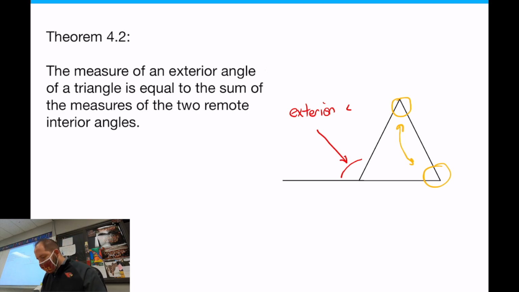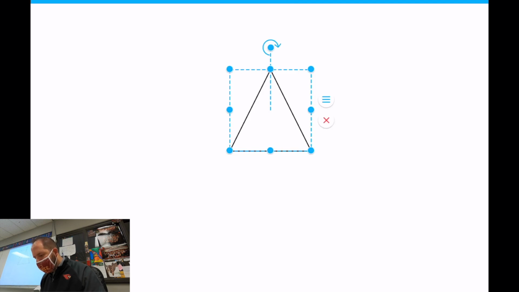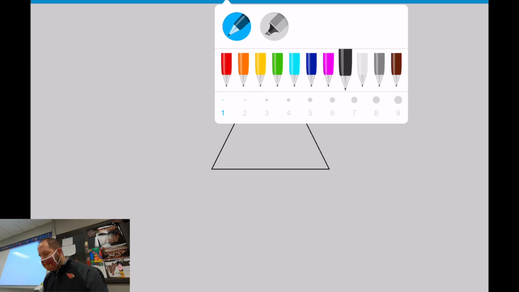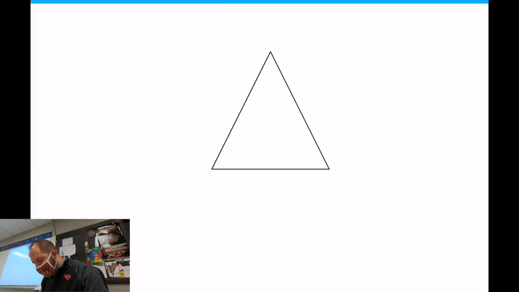Okay, so let me do an example of this, something that you might be asked to do today for your homework. I'm going to make a random triangle here. Let's make it bigger. Okay, I'll extend one of the walls. It doesn't matter which wall I extend. I can pick any one I want. I'm going to pick this one over here. I'll extend it out straight.